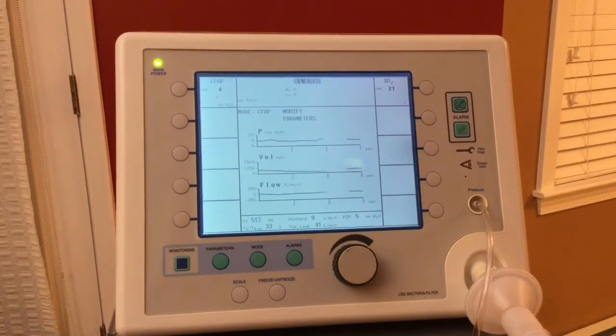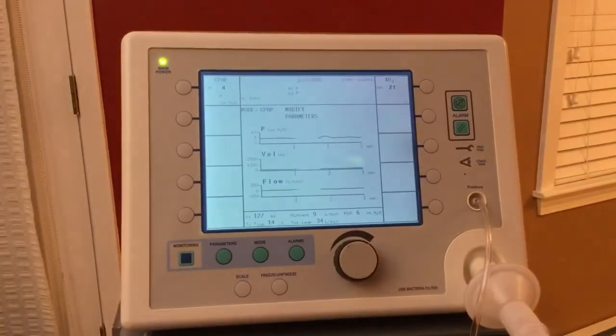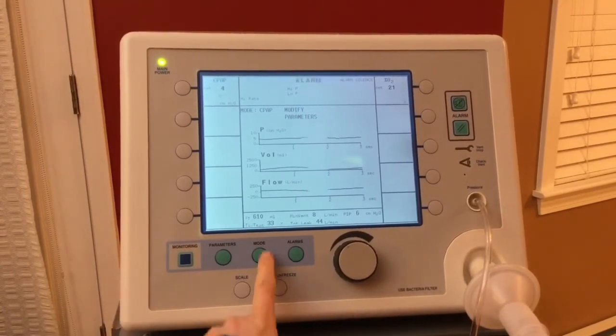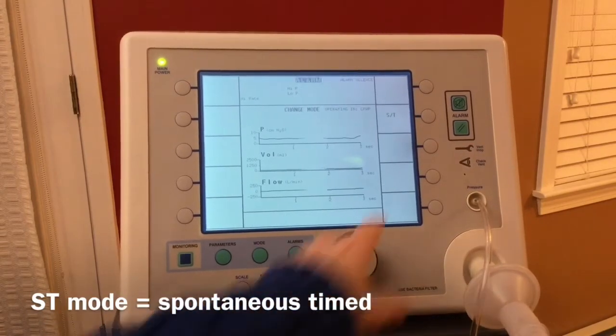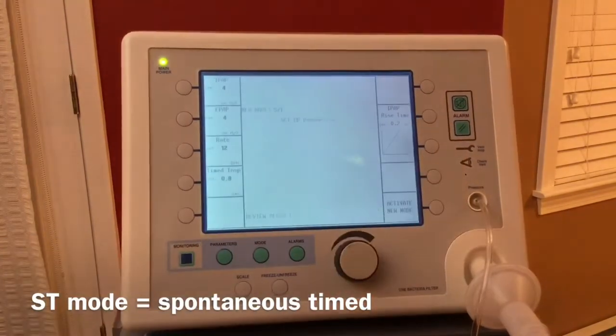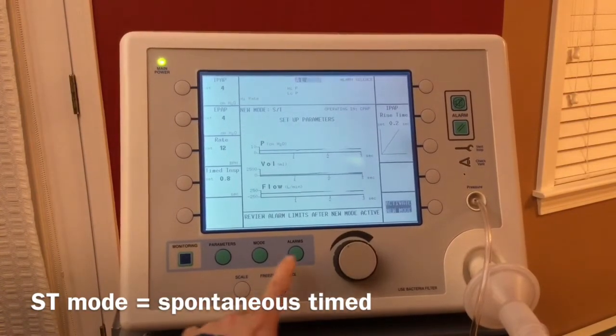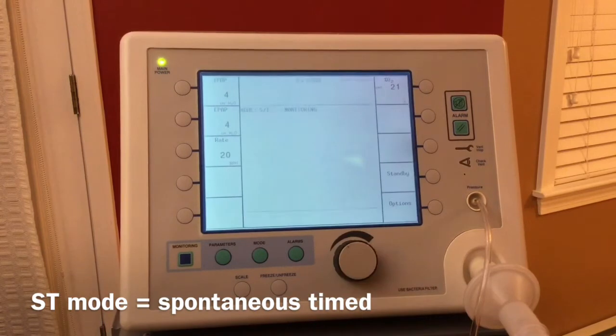So now we're going to review non-invasive ventilation in BiLevel mode. As we were before, we were in CPAP. In order to change the mode, we'll go into modes and change to ST, which is spontaneous timed. That allows for spontaneous breaths and timed breaths. So we'll activate the new mode, and that's just for this machine.